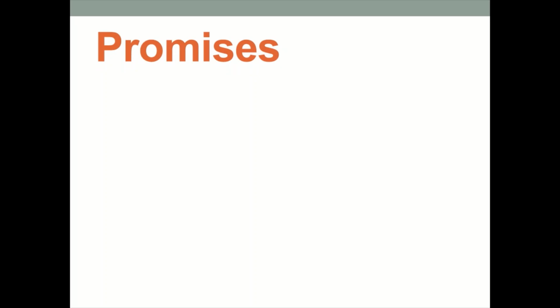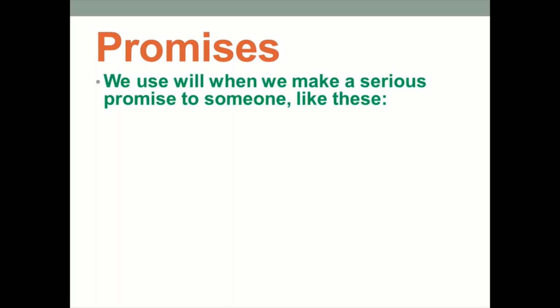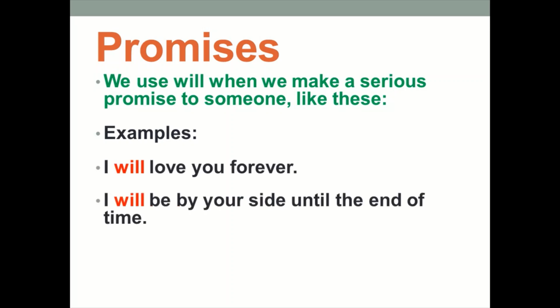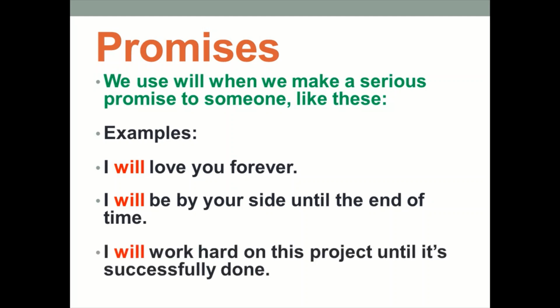And now let's move on to talk about promises. We use will when we make a serious promise to someone, like these. I will love you forever. I will be by your side until the end of time. I will work hard on this project until it's successfully done. So those are examples of making promises with will.